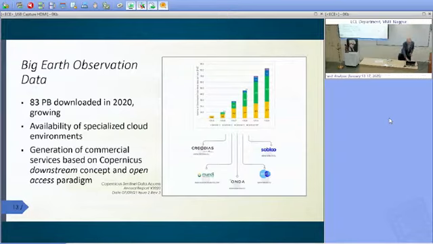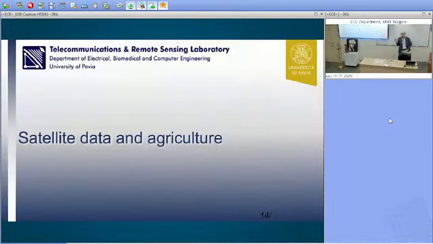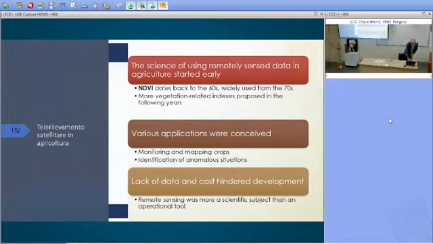And so this applied also to agriculture, and then this last couple of slides, and then I will close. The science of using remotely sensed data in agriculture started early in the 70s, even before the Landsat series started. Even before the Landsat series started, papers were published which foresaw what use could be made of these data in agriculture. Okay, so we're not talking about yesterday. This is something that has been going on for decades.